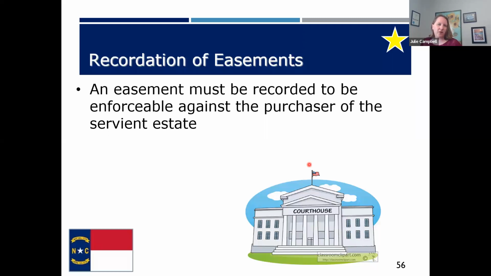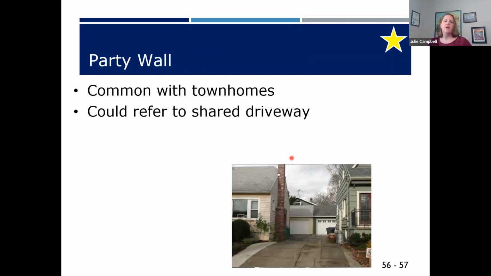Another type of appurtenant easement, not necessarily recorded, is a party wall. We talked earlier about townhomes. You could also have an appurtenant easement with a shared driveway, so both of you have the right to access that driveway. This picture, they've got everything going on here. They have a shared driveway and their garages are a party wall. They share a wall. I think this is kind of common in downtown areas, shared driveways, that kind of thing.